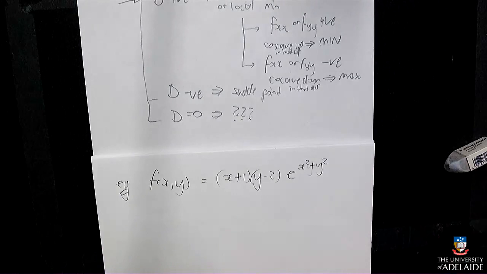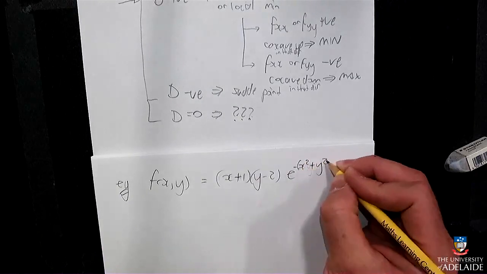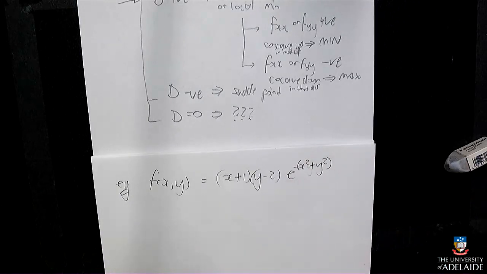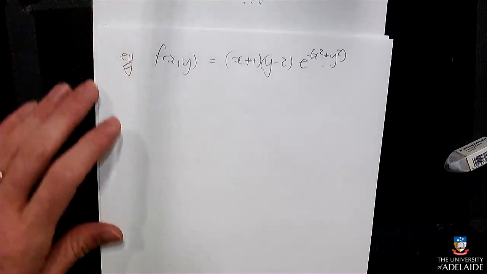Okay, let's try this one. So here's a function. Oh, just a second. There you go. Stick a minus there. That's important. Okay, so it's x plus 1 times y minus 2 times e to the minus x squared plus y squared. And let's see if we can find the maximums and minimums of this function, or saddle points if it's got any, and see what we get.